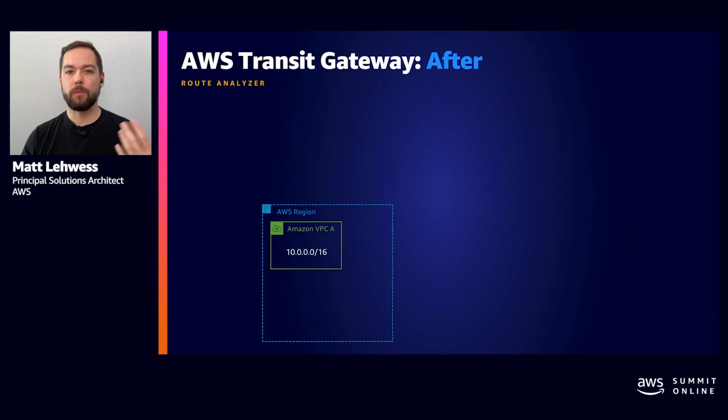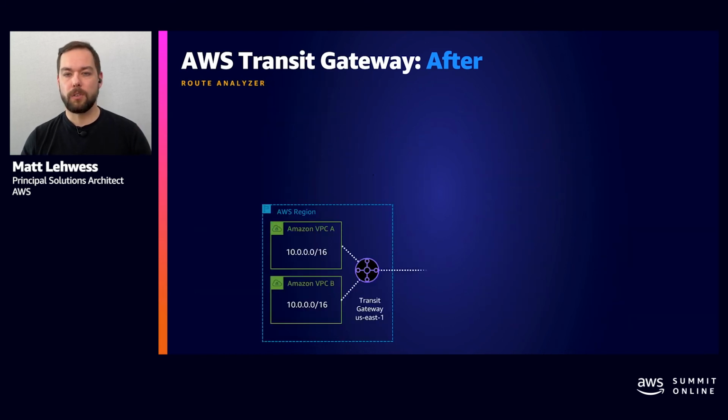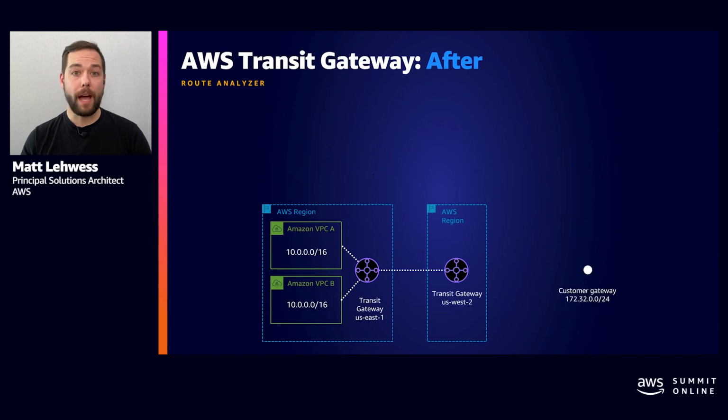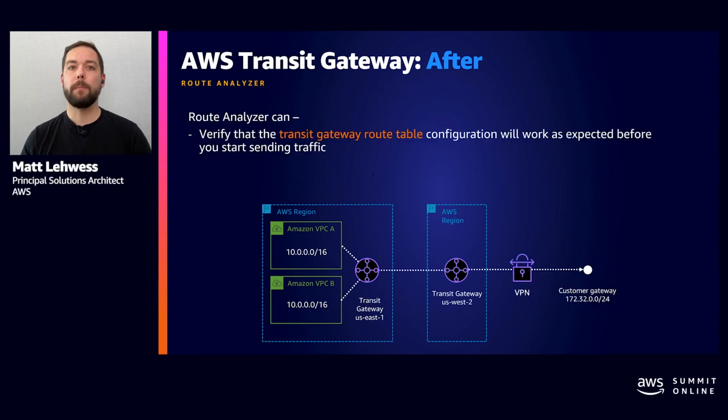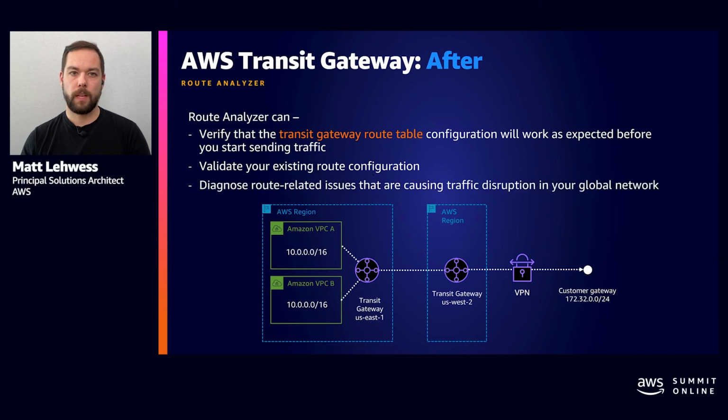Now, we do realize that when you're building all of these routes, it's a good idea to get some visibility. So we did release Route Analyzer as well, worth checking out. Basically it helps you verify transit gateway route tables. So you can validate your routing configuration and make sure you've got routing all the way through. And it helps you diagnose issues and that sort of thing.